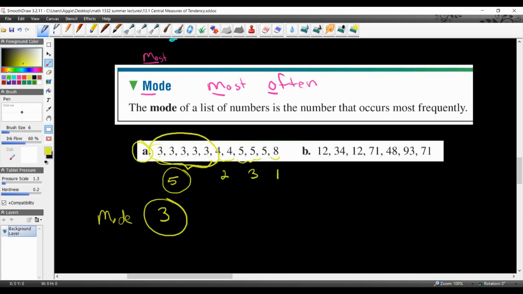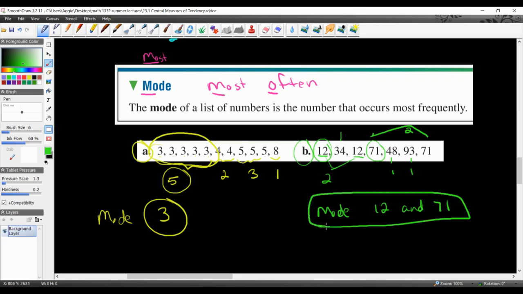Okay, let's look at letter B. So here we have, let's see, we have 12. We have 2 of those. Okay. 34 looks like we just have 1. 71 we have 2 actually. Okay. 48 we just have 1. 83 we have 1. So in this one it looks like we have 2 modes. Okay. So the mode for letter B would be the 12 and the 71. So 12 and 71. So that tells us that for mode, we could have more than one if we have more than one that occurs most often. Okay?